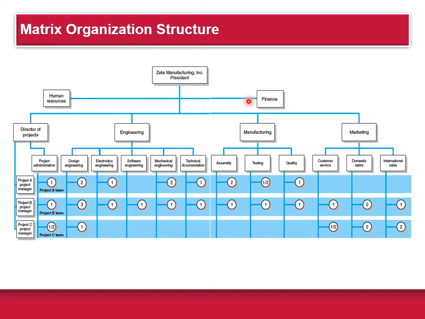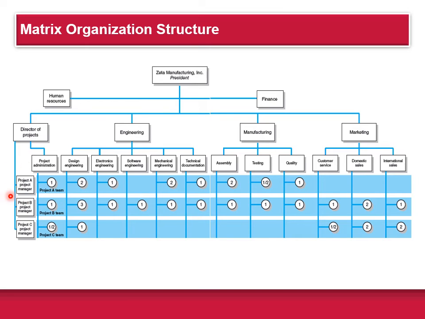So let's first look at an example. This company called Zeta Manufacturing, and then we'll proceed to a more detailed discussion of the finer points. So here you can see the structure of the company. You have your standard departments: engineering, manufacturing, and marketing. You have a director of projects that manages all the projects. And so this company has 3 projects going.